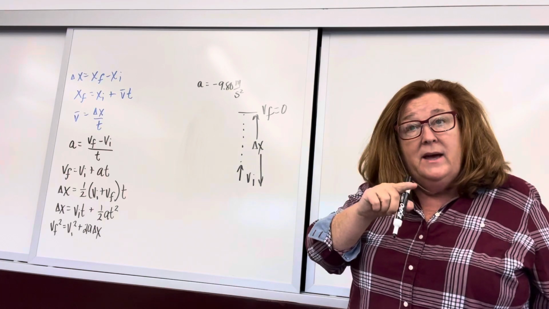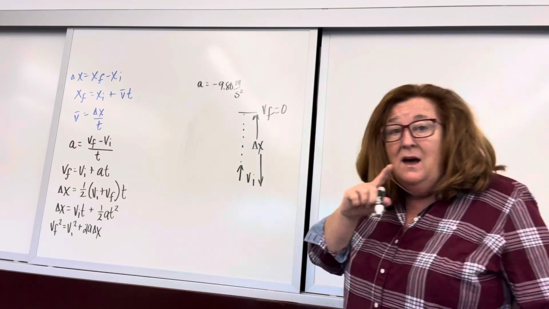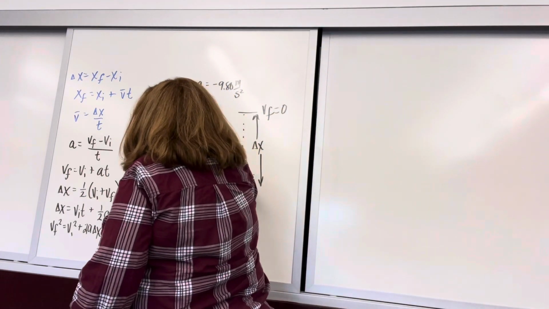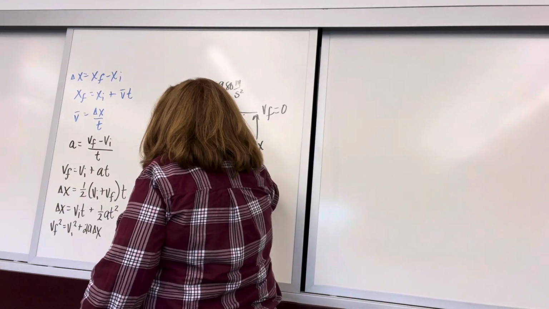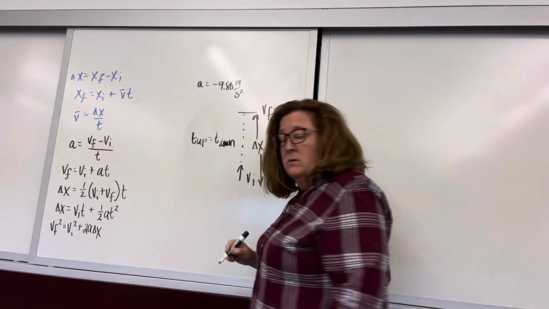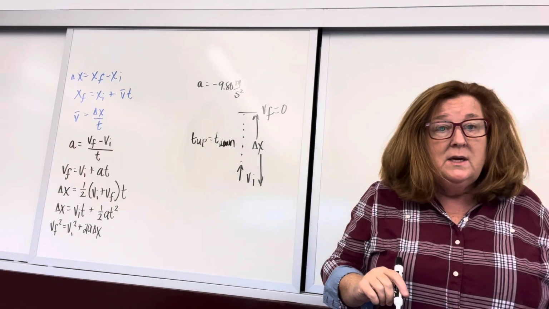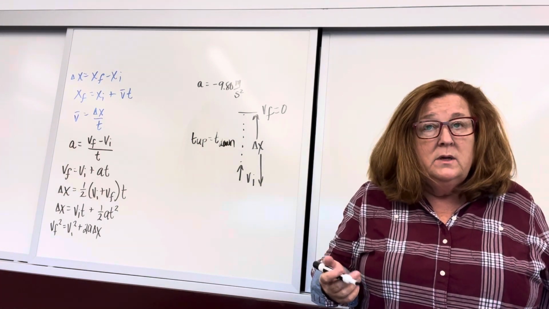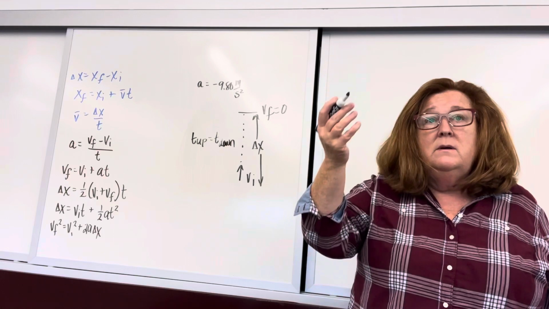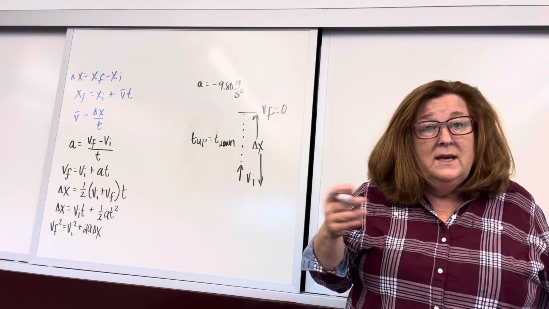And if you double that, that'll be the total time it's in the air, because, another concept, the time up is equal to the time down. Time up is equal to time down. That's going to be important. So you can break the path of the flight of the pen in half.